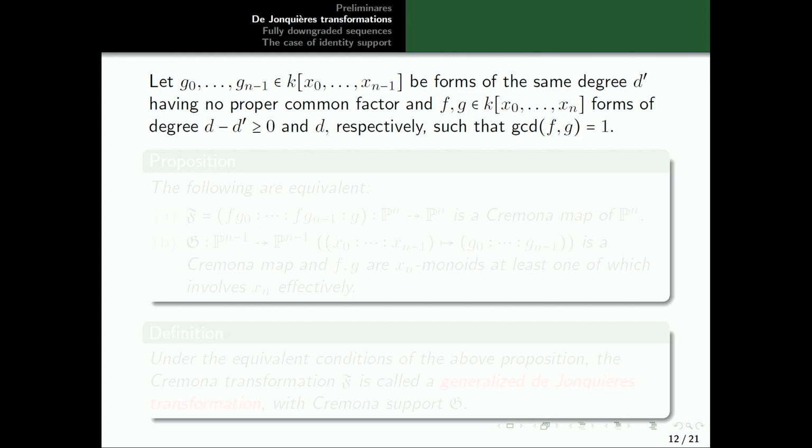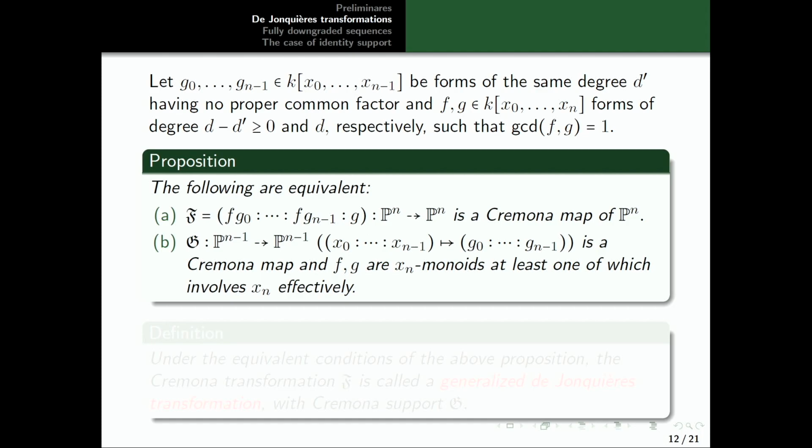To introduce the generalization of the Jonquière map, let G0 to Gn-1 be homogeneous polynomials of the same degree D in the polynomial ring in these variables, okay? In n variables. And consider F and G forms of degree D minus D prime and D respectively, such that the GCD is equal to 1. In this case, we have the following proposition, okay?